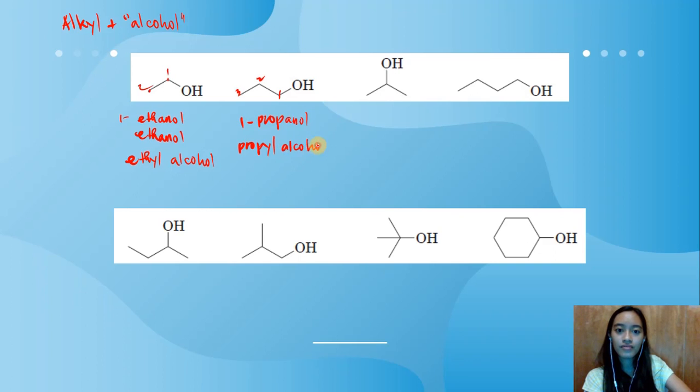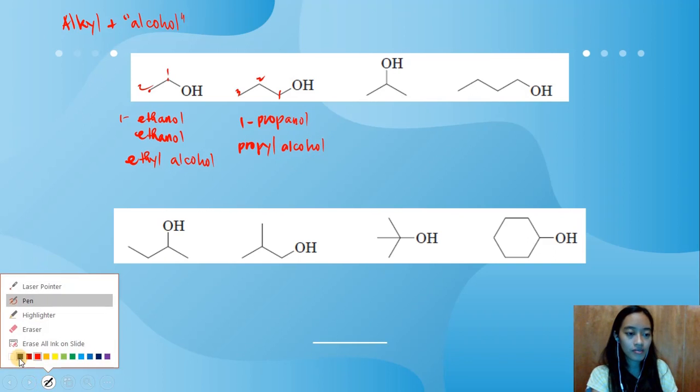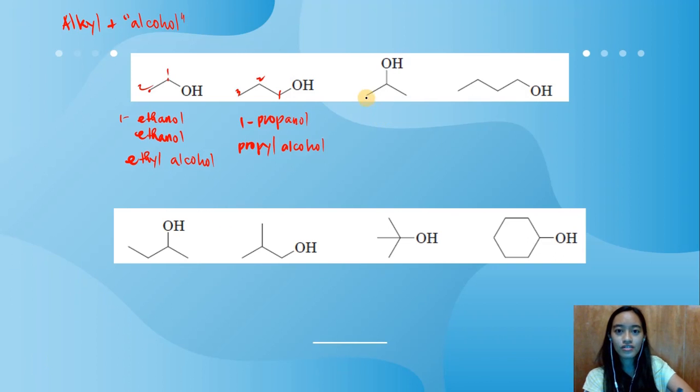Propyl. I think we should switch to another color of pen since red is a little strong. How about this? So how many carbons do we have? We can start here because on both sides it would be the same number. 1, 2, 3. So this is still a propanol, but your OH is now connected at 2. So 2-propanol.